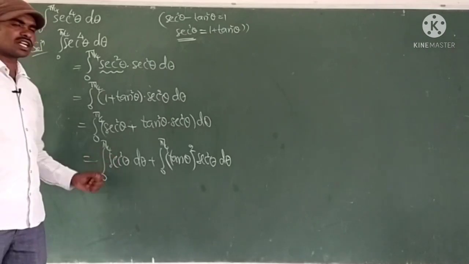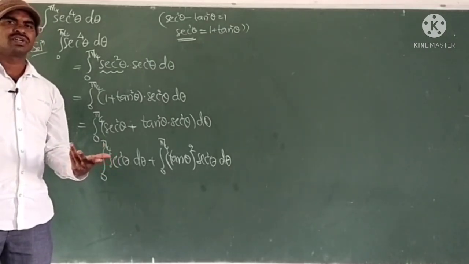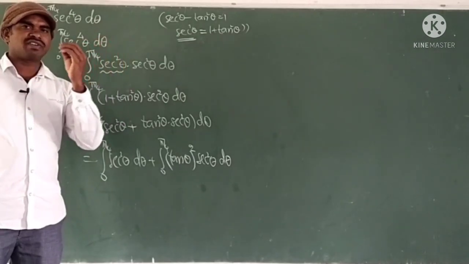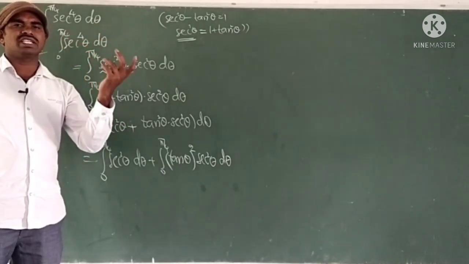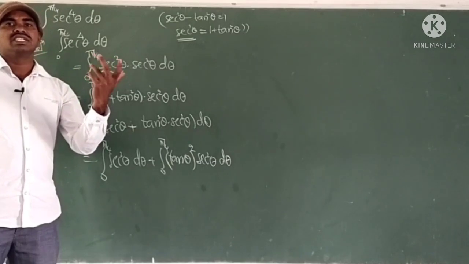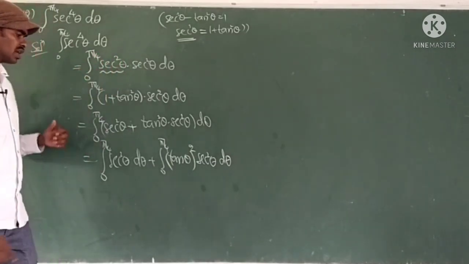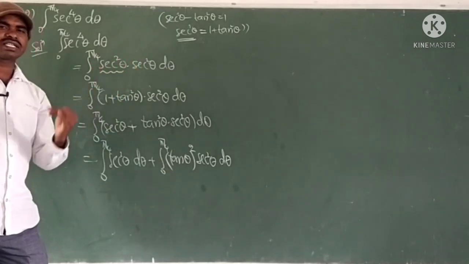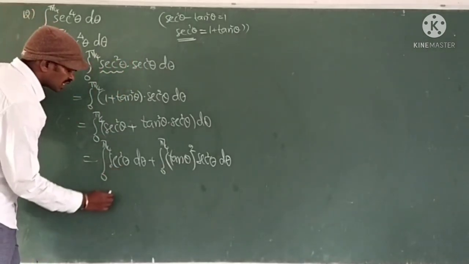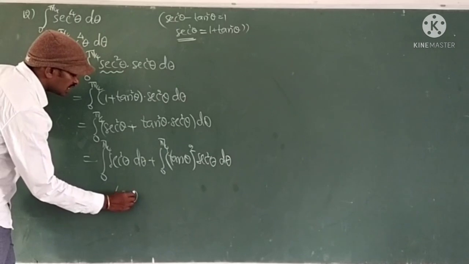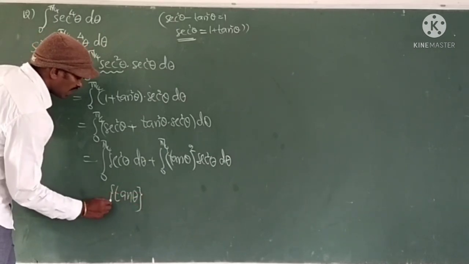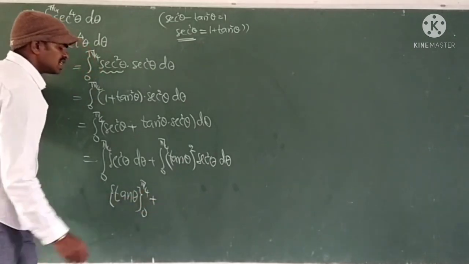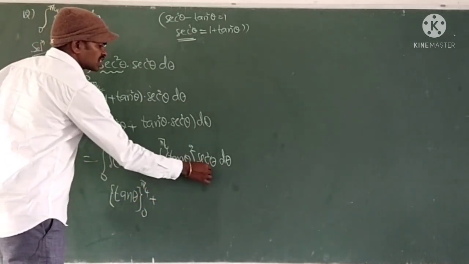Now what is the integration of sec square? First we know the different derivatives: the derivative of sin is cos, of cos is minus sin, and of tan is sec square. So the derivative of tan is secant square, hence the integration of secant square is tan. Here it is in terms of theta, so tan theta, with limits 0 to pi by 4.